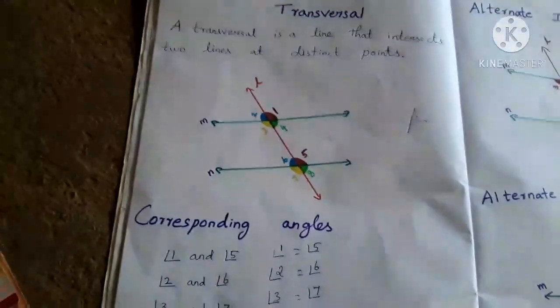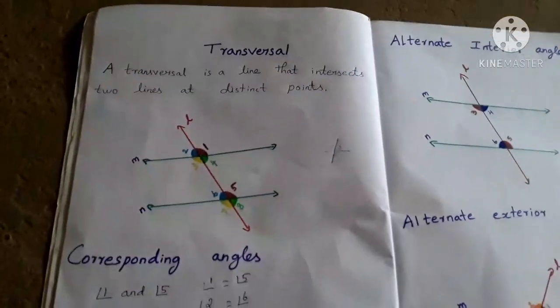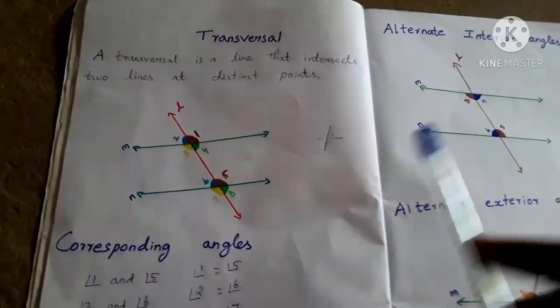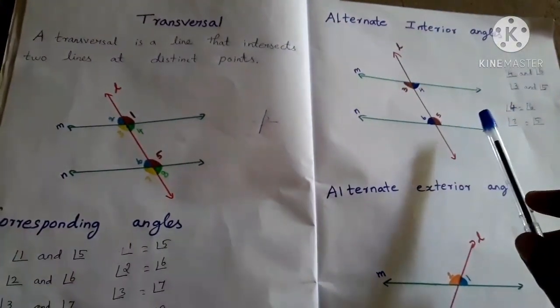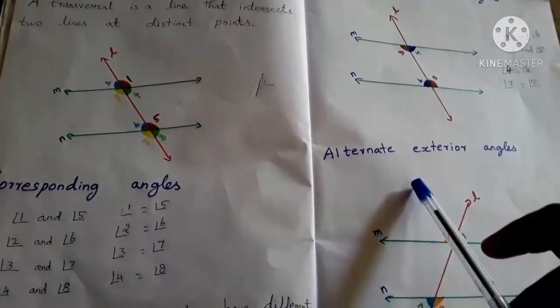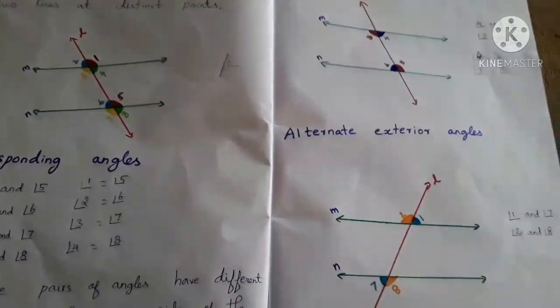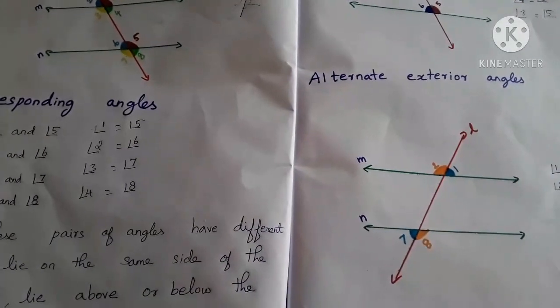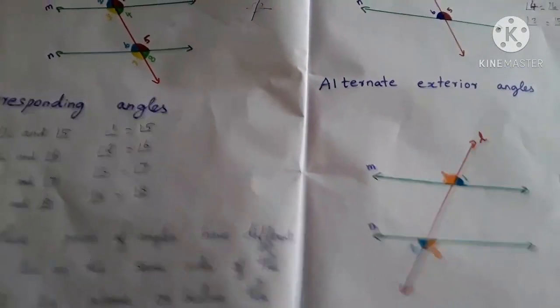So in the transversal, what angles did we study? Corresponding angles, alternate interior angles, alternate exterior angles, and same side of the transversal.